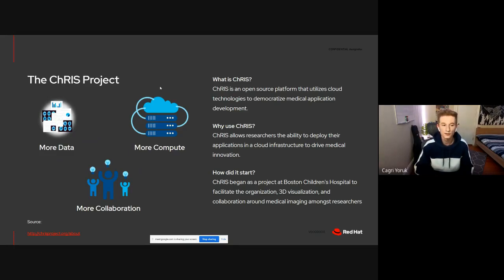Because the more people use ChRIS, there's going to be more data. And thanks to the Mass Open Cloud Initiative, we're having access to more compute power. And of course, with ChRIS, we have more collaboration.